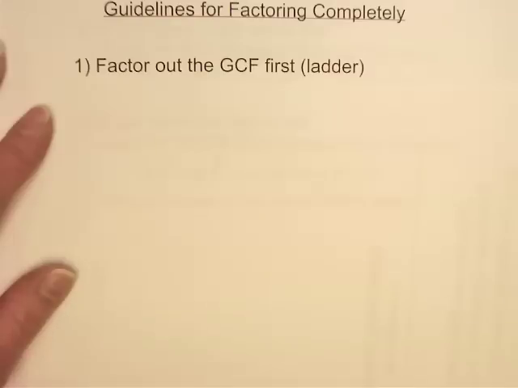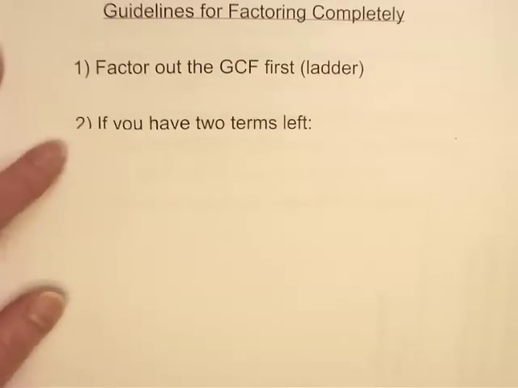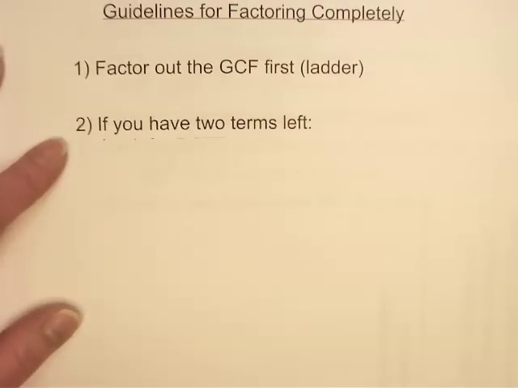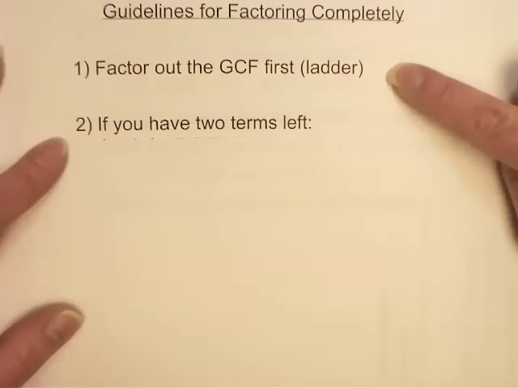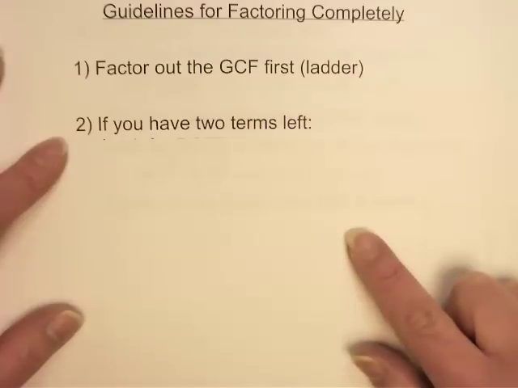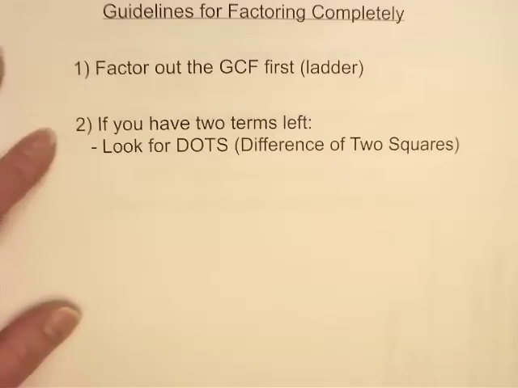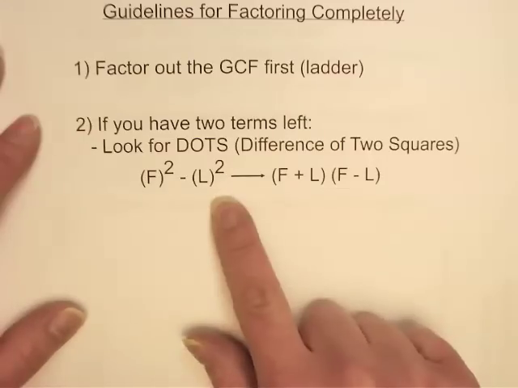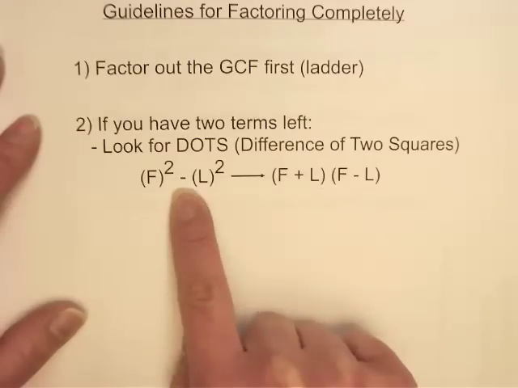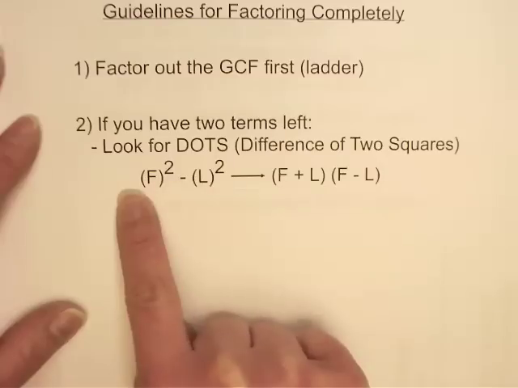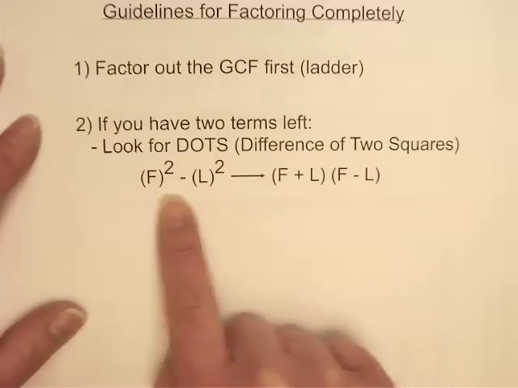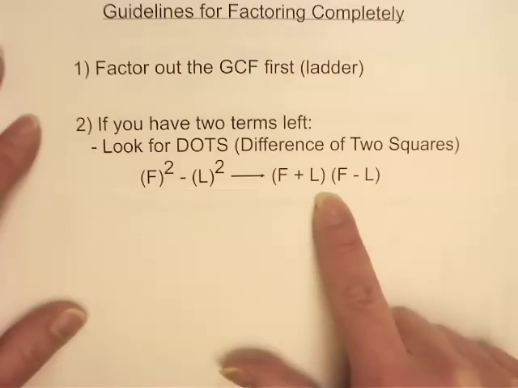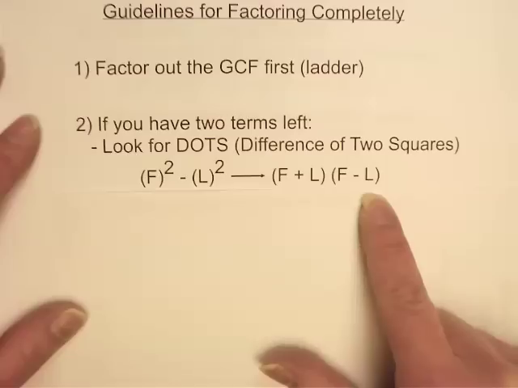The second step, if you have 2 terms left, so be sure after you do your GCF factoring, count how many terms you have left. If you have 2 terms left, then look for DOTS. See if the first is a square and the last is a square, with 1 minus sign either in between or in the front. If so, you can factor it as first plus last times first minus last.